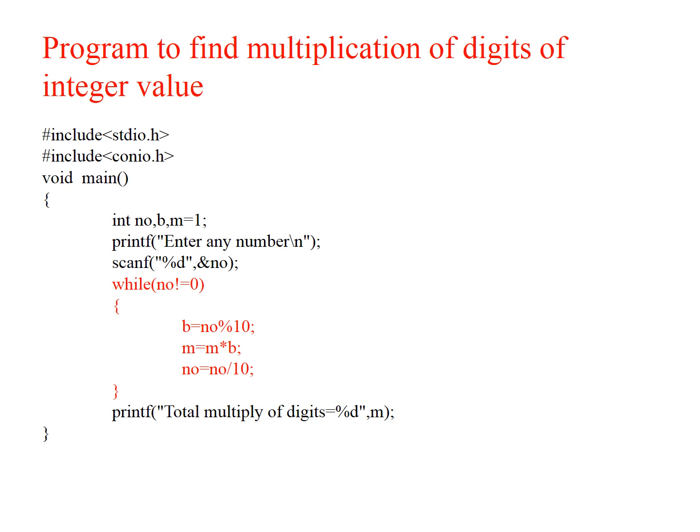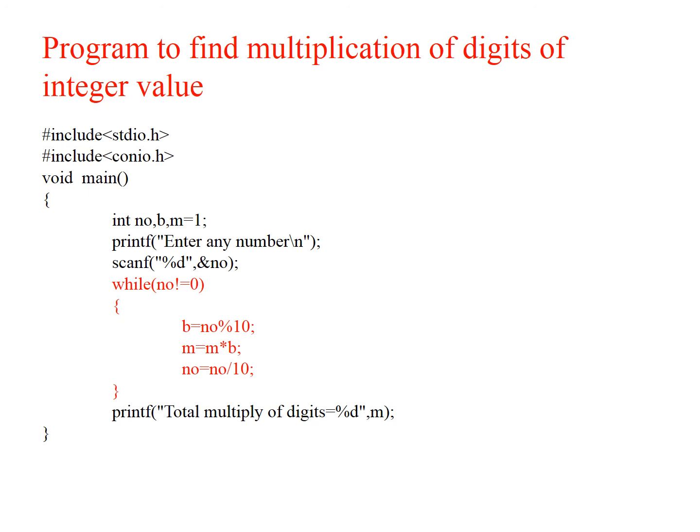So if I enter the value 365, for the first iteration, 365 modulus of 10 means the last digit 5 is going to be separated. The b value is equal to 5. 1 into 5, the latest m value is nothing but 5. And the latest value of number is 365 divided by 10. So with this, we get the new value of number as 36. The same happens again, we check the condition that number is not equal to 0.